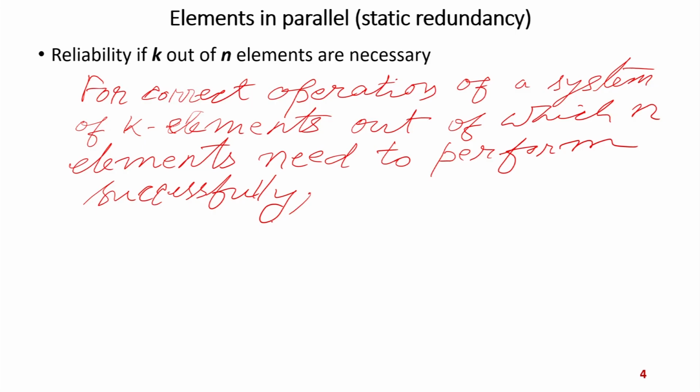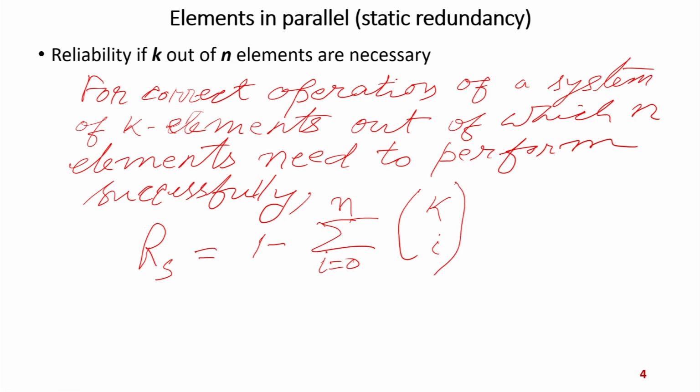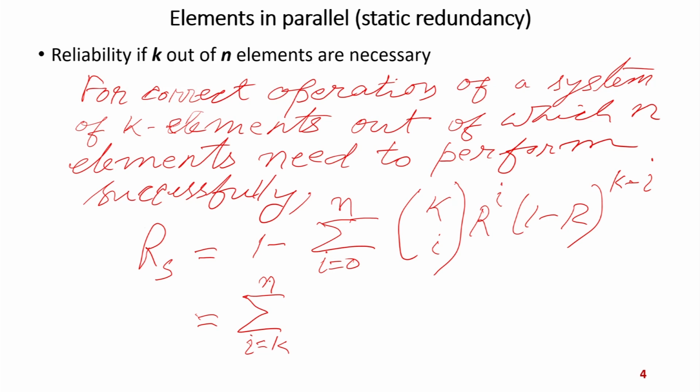Under that condition we wrote the system reliability R_S equal to 1 minus the summation of i equal to 0 to k minus 1, n choose i, R to the power i, then 1 minus R to the power n minus i. This is where we stopped in the last session. This one I can also write as the summation of i equal to k to n, n choose i, R to the power i, then (1 minus R) to the power n minus i.